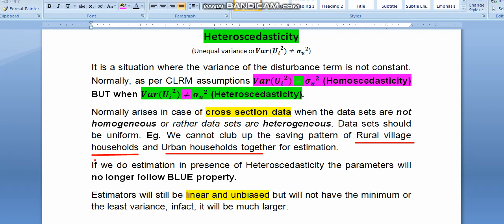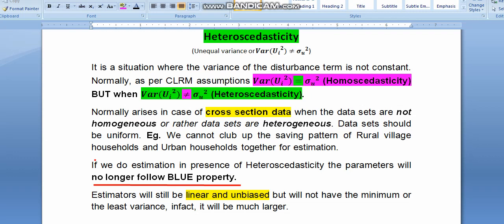So if you're talking about rural areas, then talk only about rural areas. And if you're talking about urban areas, then separately we can talk about urban areas. But if you try to club them up or take them together, that might be the problem of heterogeneity in your data sets. Now if you try to estimate this equation despite being aware of the heterogeneity, then we find that the estimators will no longer follow the BLUE property. In regression, our estimators should follow the BLUE property.